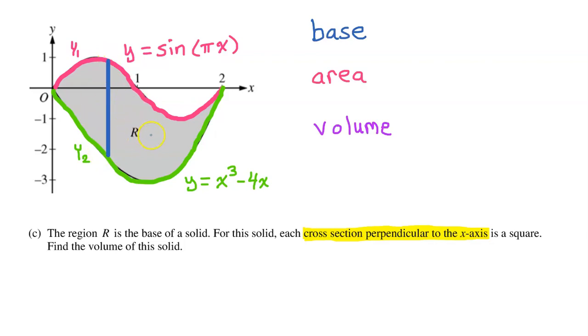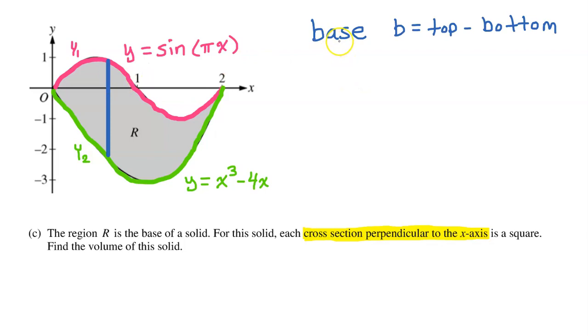Finding the volume of a solid sitting on a region is a three-step process. Step 1 is to find an expression for the base of a single slice. Step 2 is to find an expression for the area of a single slice. And then step 3 is to find the volume by integrating the area. Step 1 is to find an expression for the length of the base of a single slice. When the slice is going up and down like this, you can find an expression for the base by subtracting the top function minus the bottom function.